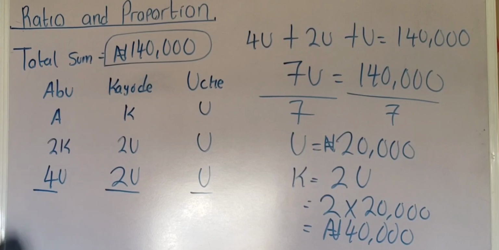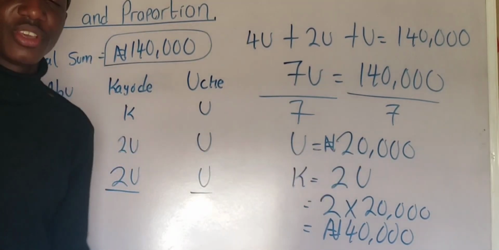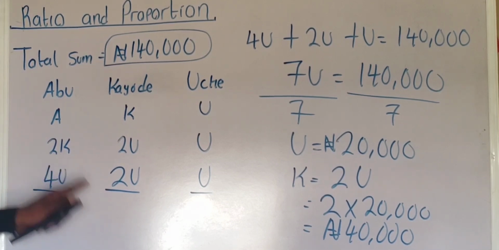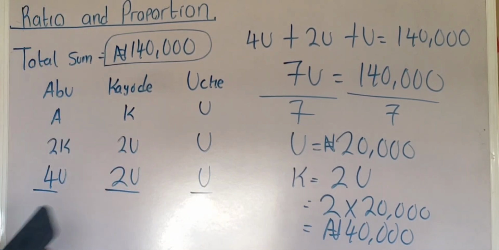You can also determine the share of Abu if the question asks you. You are going to multiply 4 by Uche's share. Do you understand? Or 2 multiplied by Kayode's share. You understand? So that's how to solve the question.